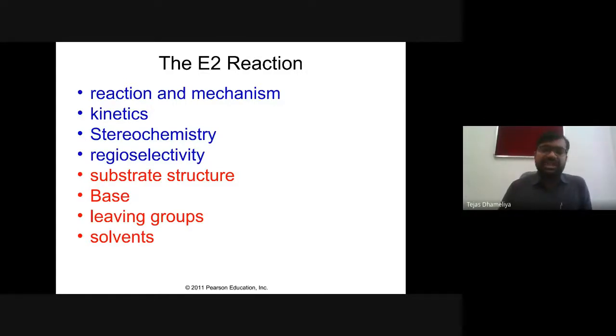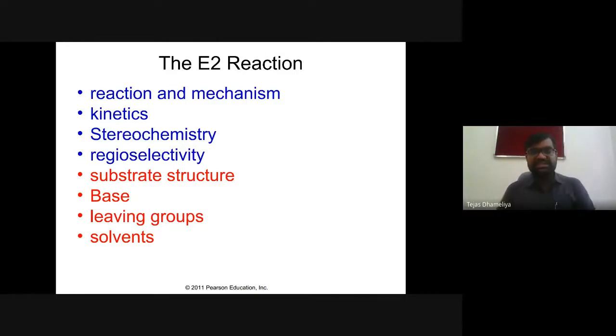Now, just like substitution reaction is divided into two categories, one called SN1 and the other called SN2, similarly elimination is also of two types of reaction. One of them is called E1, the other is called E2. And there is more or less an analogy between SN1, E1, SN2, E2.